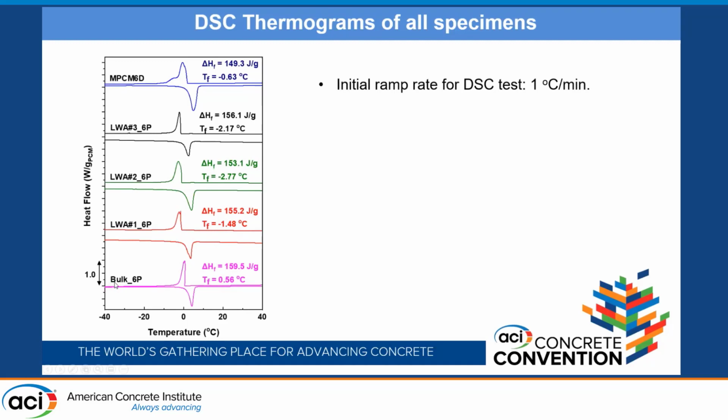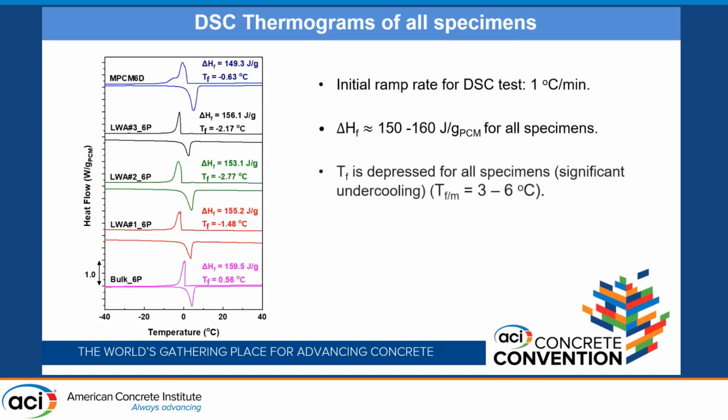The first graph shows the bulk PCM, basically the liquid PCM. We have lightweight aggregate 1 with PCM, LWA2 with PCM, LWA3 with PCM, and finally we have the microencapsulated PCM. Since we are looking at the freezing section, basically the cooling section, if we look at the data points, basically integrating the top peak, we can see that the enthalpy of fusion is ranging between 150 to 160 joules per gram of PCM for all the specimens.